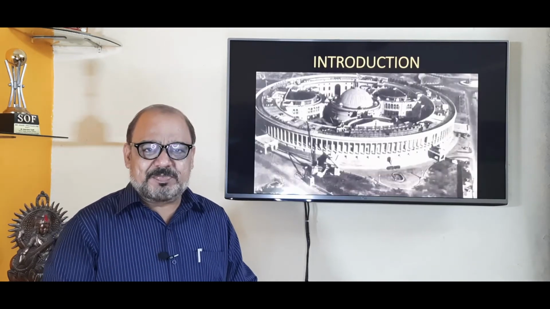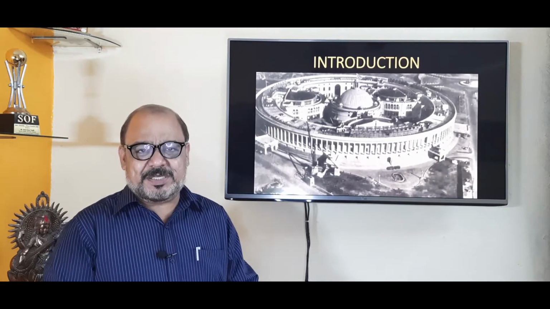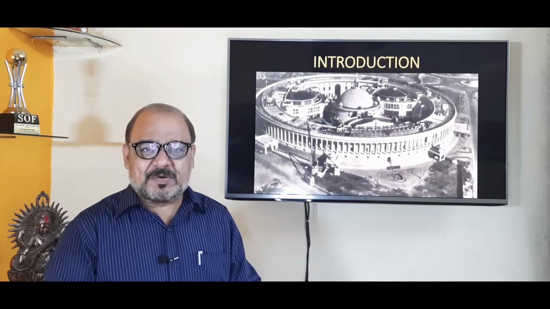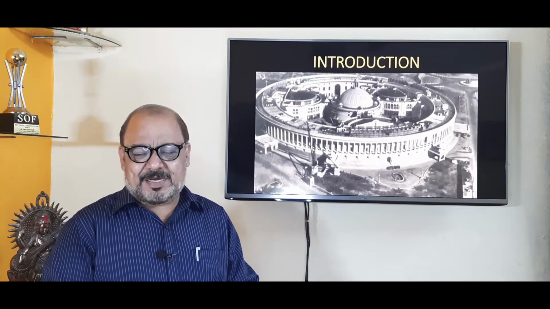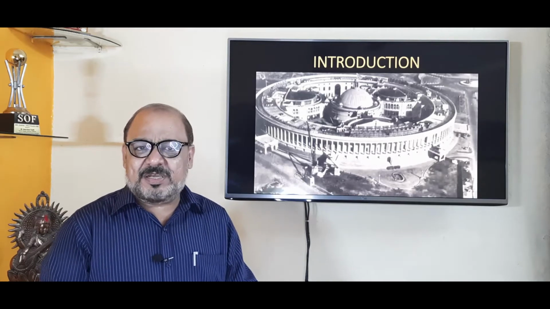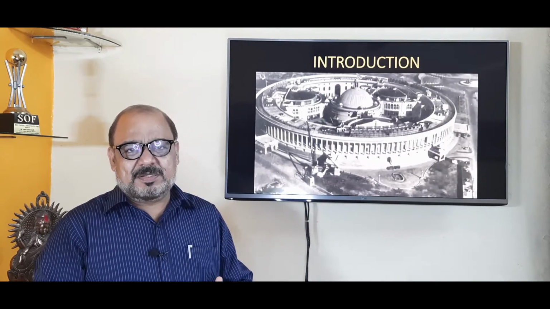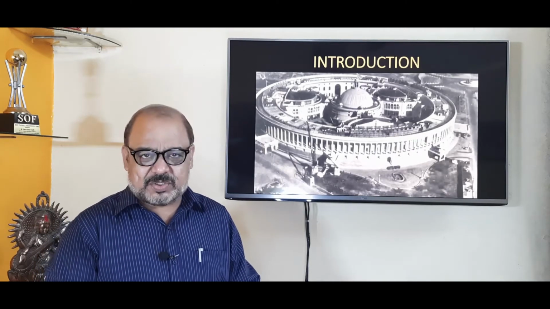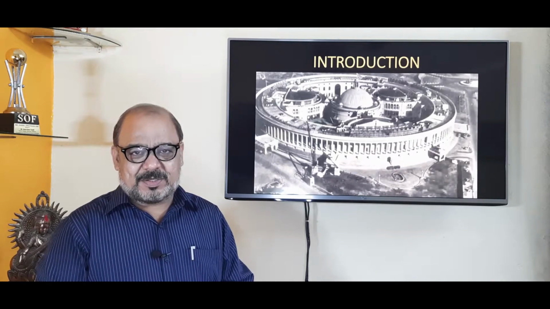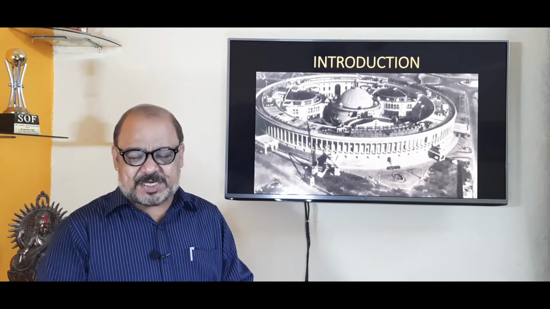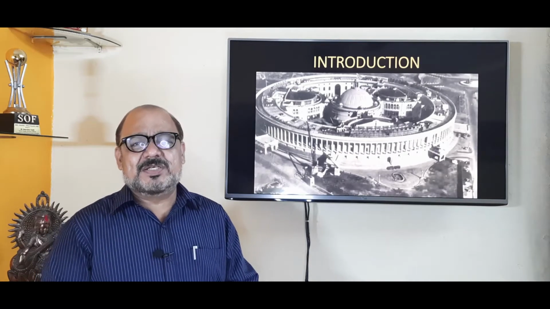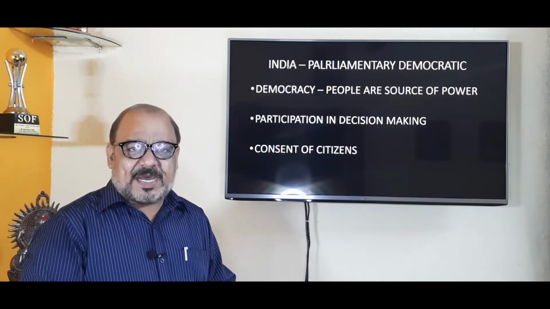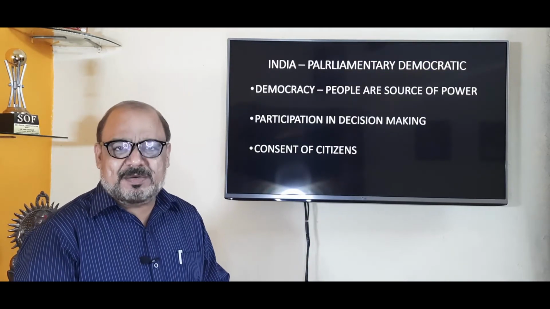So the parliament building of India is situated in Delhi. It's also called the Sansad Bhavan. The parliament in India or the Sansad in India has 3 organs: the President of India, the Rajya Sabha and the Lok Sabha. The Rajya Sabha is also called the Council of States and the Lok Sabha is also called the House of the People. We know that India is a parliamentary democracy.